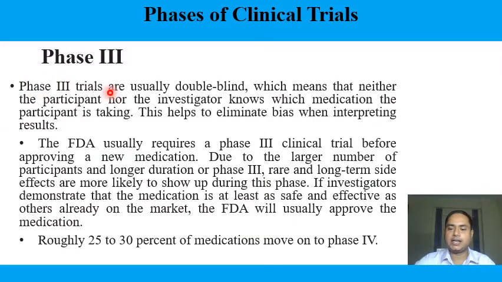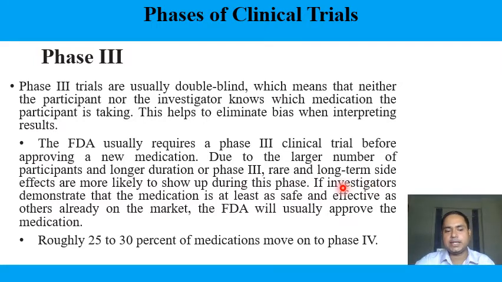Phase 3 trials are usually double blinded, which means that neither the patient nor the investigator knows which medication the participant is taking. This helps to eliminate bias when interpreting the results. So the FDA usually requires a phase 3 clinical trial before approving a new medication. Due to the larger number of participants and longer duration of phase 3 trials, rare and long-term side effects are more likely to show up during this phase.